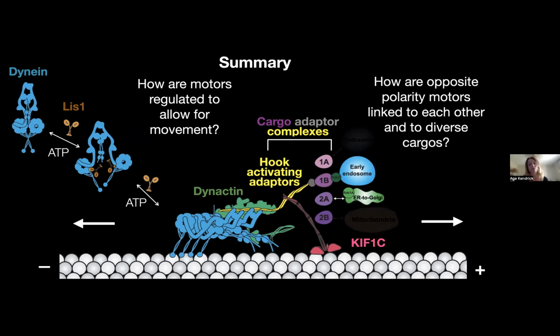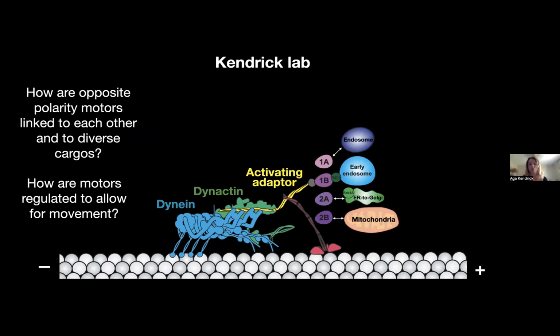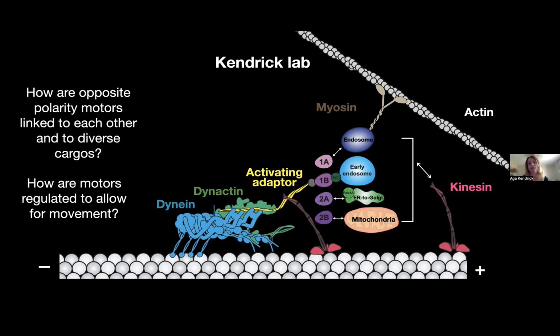But several questions still remained, and I plan to explore these questions in my future lab. So my proteomic analysis identified other cargos that I didn't really have time to explore, for example, mitochondria and endosomes. So in my future lab, I plan to identify the connections between these cargos and the cargo adapter complexes that allow for dynein to attach to these cargo. This analysis also identifies several different kinesins that are possibly linked to these cargos, providing a link to bidirectionality between these cargos. And bidirectional movement can also be achieved by movement on other cellular tracks, for example, actin.